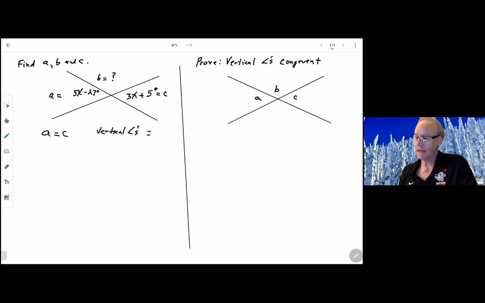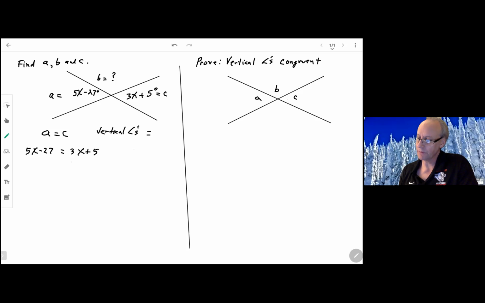So instead of A, I put the 5x minus 27. And instead of the C, I put the 3x plus 5. And that is substituting. Now, there's no simplifying in this particular case. In the last problem, we had to simplify next. Now we go about solving it.